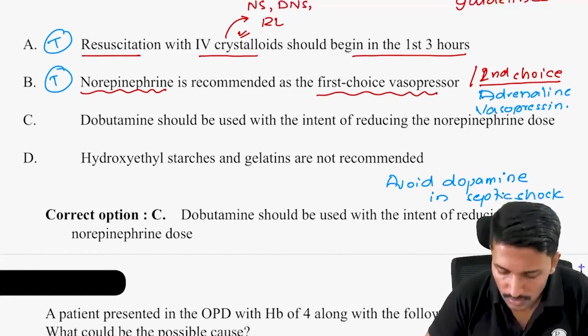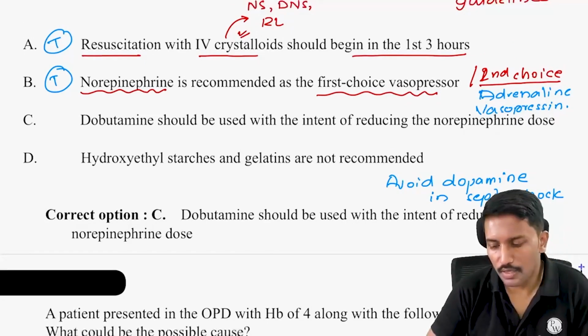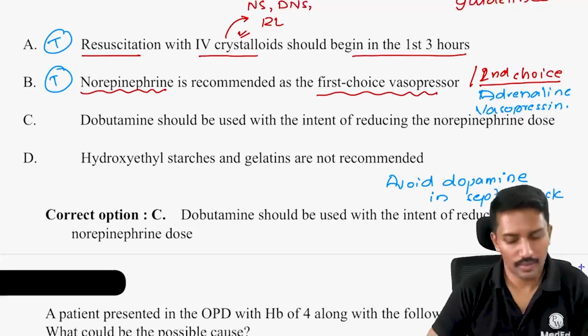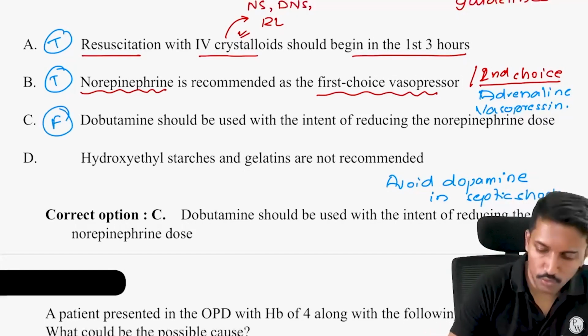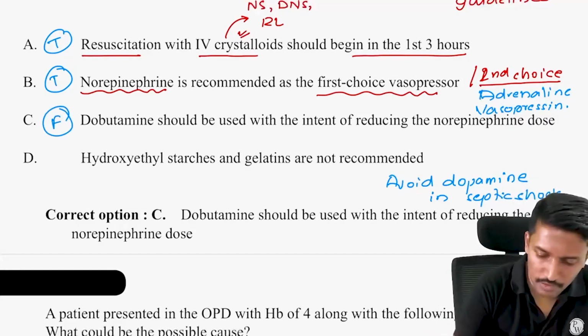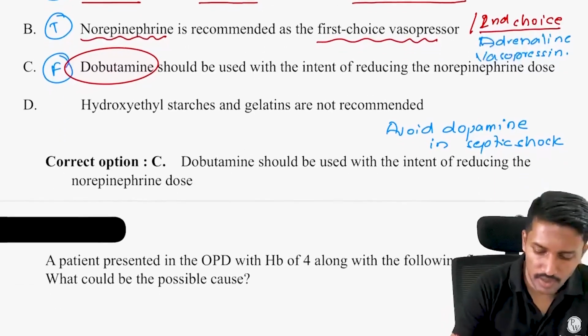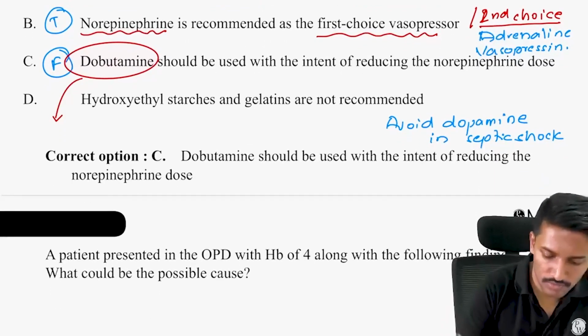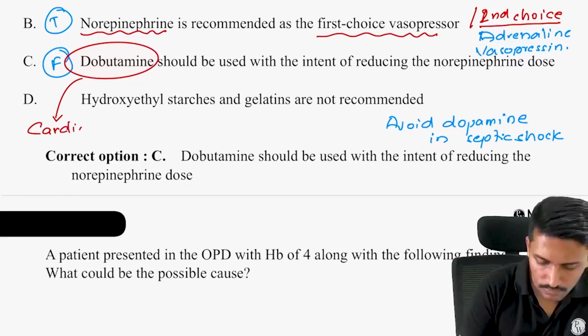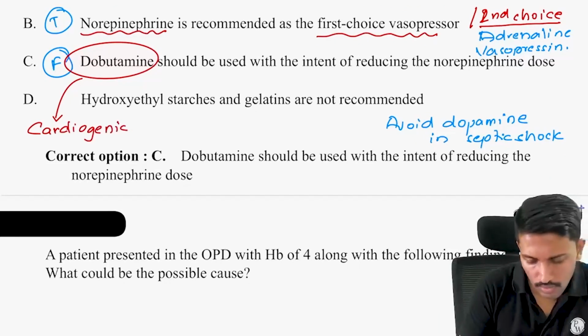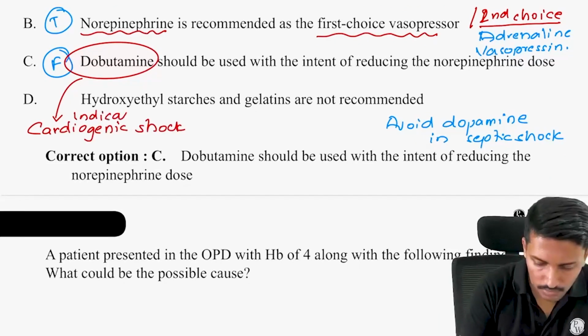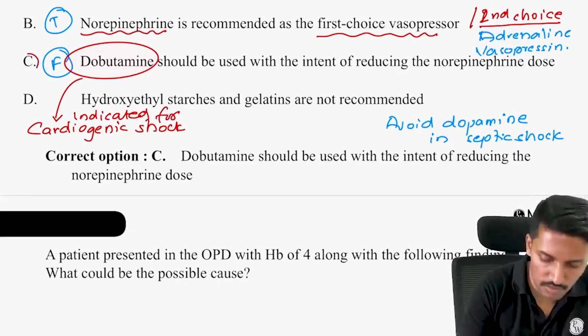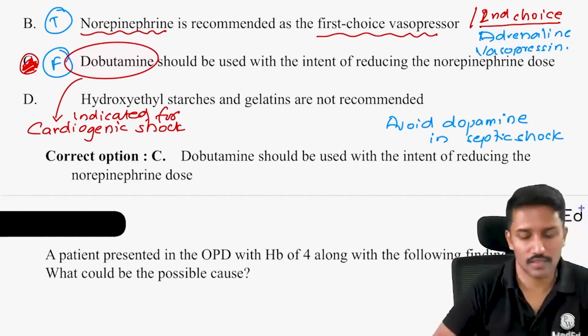Now, the third one, dobutamine should be used with the intent of reducing norepinephrine dose. This is false. Preferably we don't use dobutamine. The indication for using dobutamine is mainly cardiogenic shock, not for a patient with septic shock. It is indicated for cardiogenic shock patients. So that gives me the false statement, and I guess that would be my correct answer.